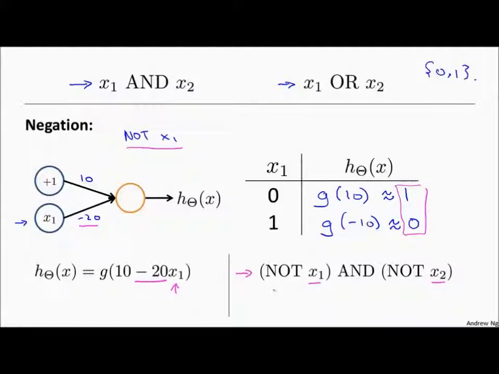Right? And so this logical function not x1 and not x2 is going to be equal to 1 if and only if x1 equals x2 equals 0, right? So this is a logical function that says not x1, that means x1 must be 0, and not x2, that means x2 must be equal to 0 as well. So this logical function is equal to 1 if and only if both x1 and x2 are equal to 0. And hopefully you should be able to figure out how to make a small neural network to compute this logical function as well.